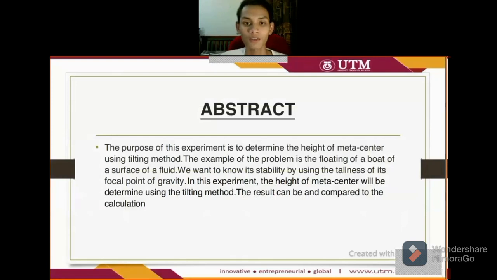So I'm going to talk about the abstract. The purpose of this experiment is to determine the height of the metacenter using the tilting method. An example of the problem is a boat floating on the surface of water. We want to know its stability by using the height of the center of floating. In this experiment, the height of the metacenter will be determined using the tilting method. The result can be compared to the calculation.